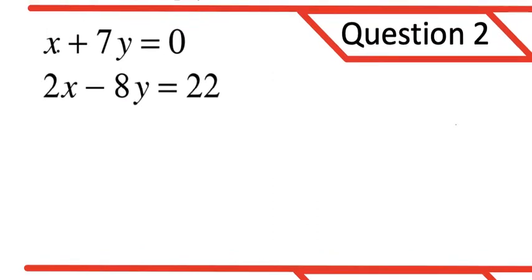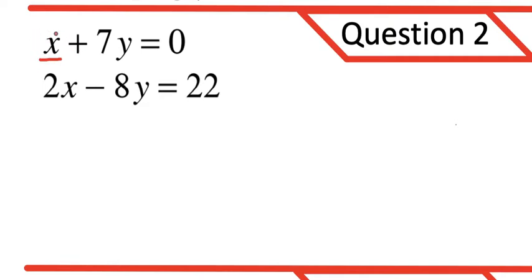For number 2, we have x plus 7y equals 0, and 2x minus 8y equals 22. The first step here is going to be the same. We're going to look for what variable to solve for and get on its own. In this example, we're going to get x by itself. The reason why we choose x is because x has no coefficient in front, or the coefficient is 1. And once we isolate it, we don't have to divide by a number and possibly get a fraction.